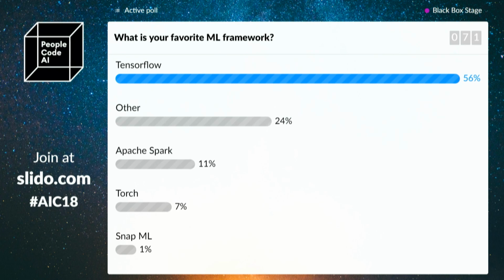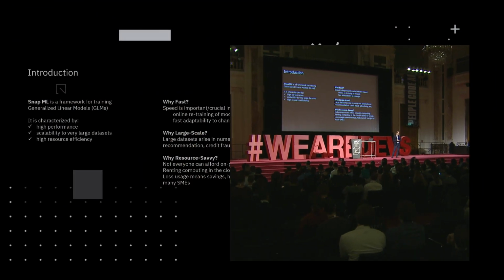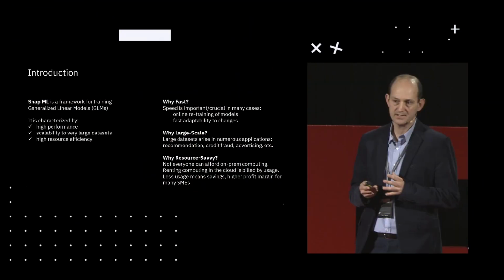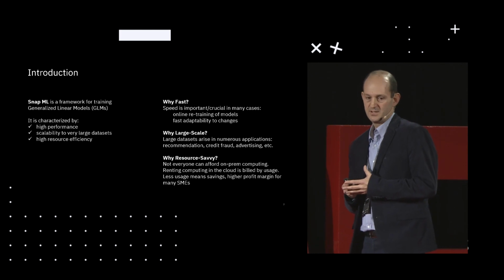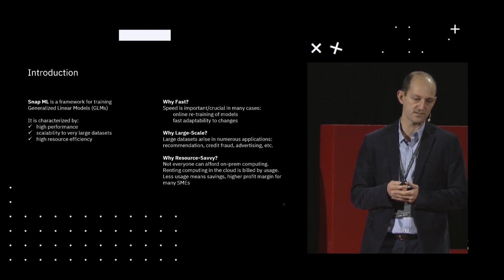So it has three main characteristics. It's very high performance, as I hope to show you. It can scale to very large data sets, talking about terabyte-scale data sets. I have an example. And it is very resource efficient. So why are these things important? Why is being fast important these days?